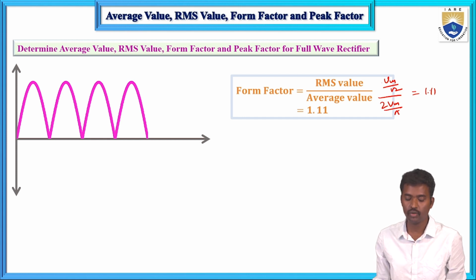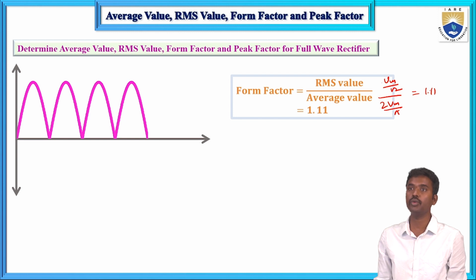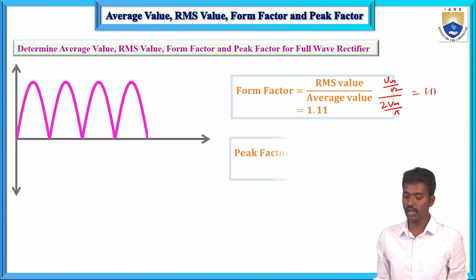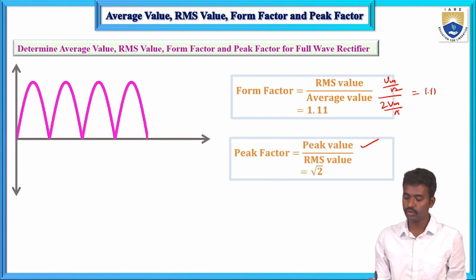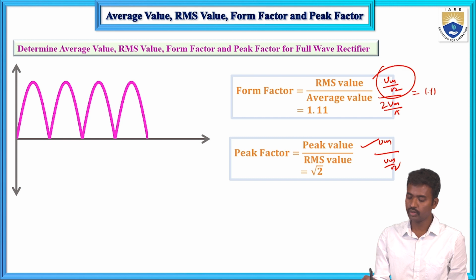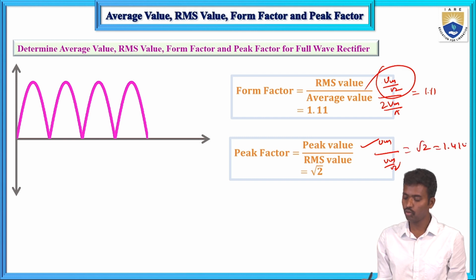For the sine wave, the average value, RMS value, and form factor are the same as before, and the peak value is Vm and the RMS value is Vm by root 2. This equals root 2, that is 1.414. This is the full wave rectifier.